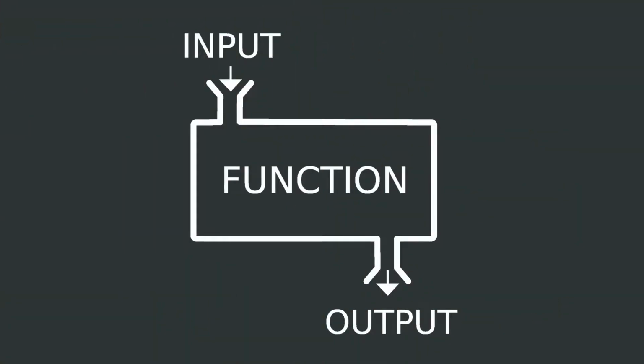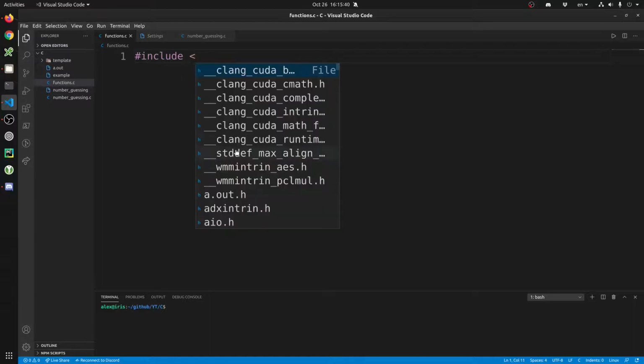A function usually has a way to take input, which then gets processed in the main functionality of the function, and then it usually gives out some kind of output. Let's see how that's done in C.